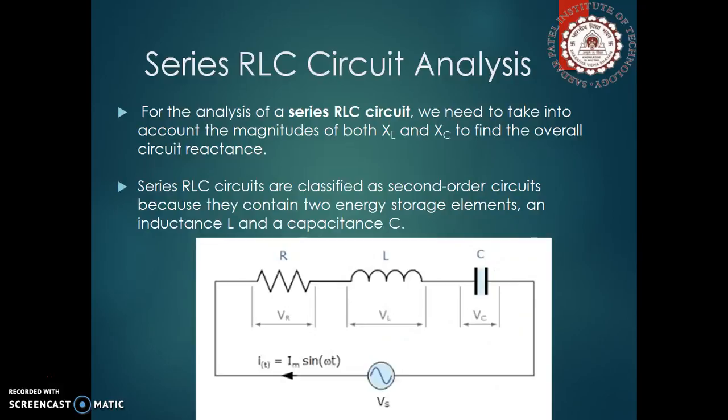Now let us study the analysis of a series RLC circuit. For the analysis of a series RLC circuit, we need to take into account both the magnitudes of XL and XC to find the overall circuit reactance. In series RLC circuits, there are two energy storage components, as we know that inductance and capacitance are both storage elements, and hence RLC series circuits are classified as second order circuits.